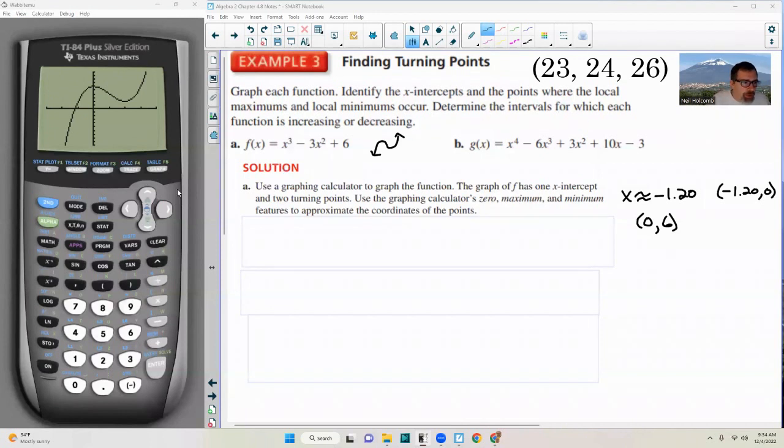Okay, so I just learned something. Don't hold this button down because then I can't stop it. I had to close the calculator and re-enter everything. So let's do that again.